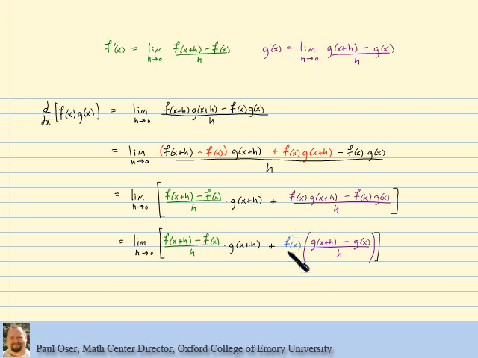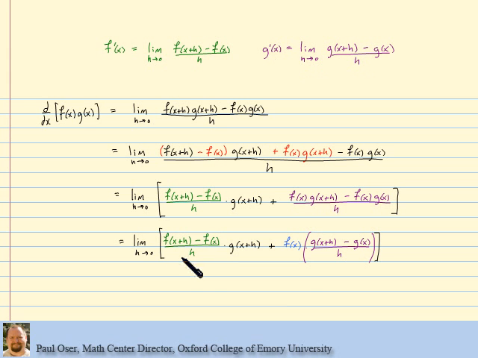There, we've pulled out a common blue f of x here. Look what's left. g of x plus h minus g of x, over h. Does that look familiar? You bet it does. In the limit as h goes to 0, that's the derivative of g. Okay, so let's take a look at all these different pieces.